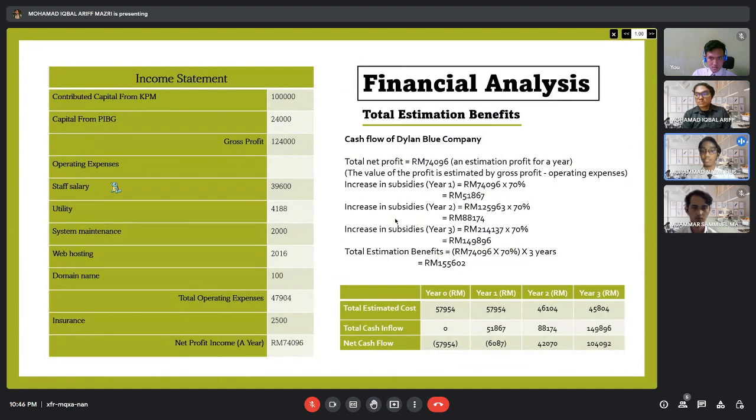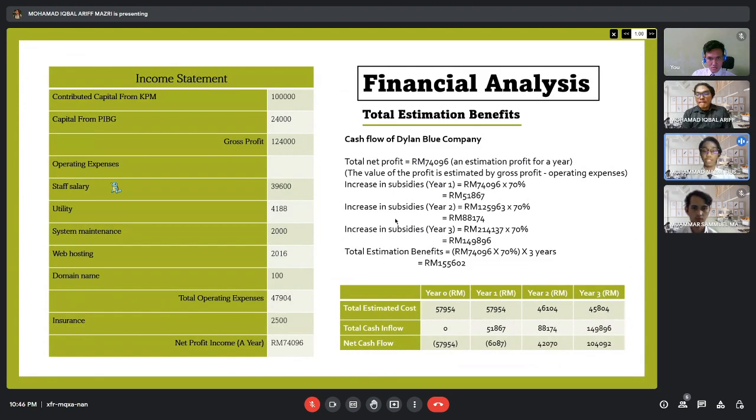The total net profit is 34,096 and estimation profit for a year. The value of the profit is estimated by gross profit minus operating cost. And our value is increased in subsidies by the first year, which is we multiply by 70%.